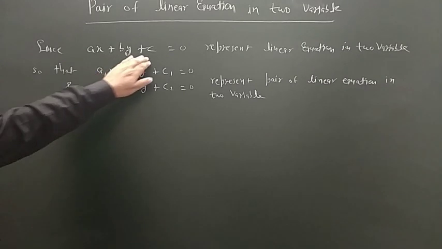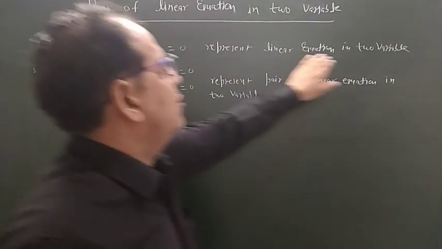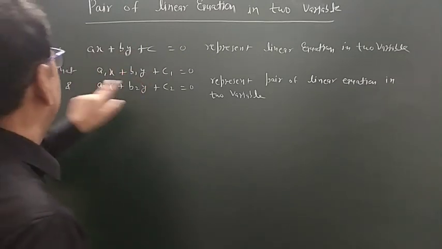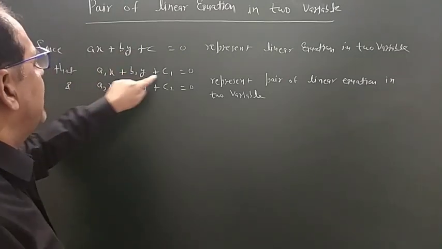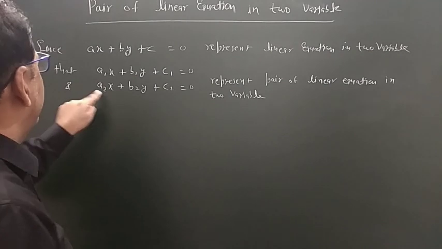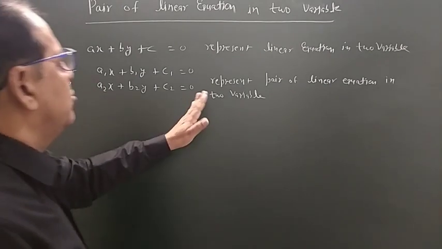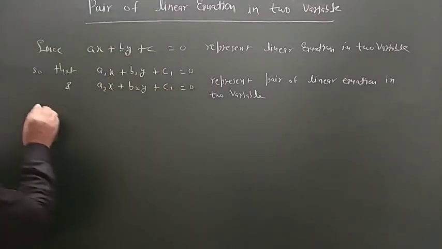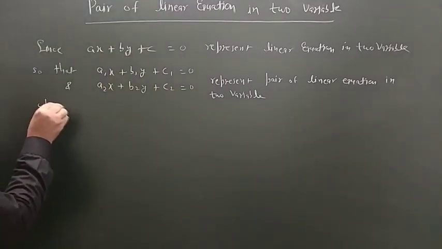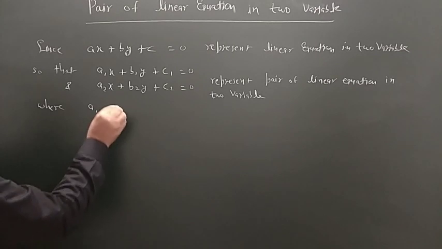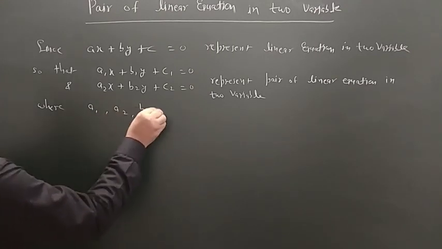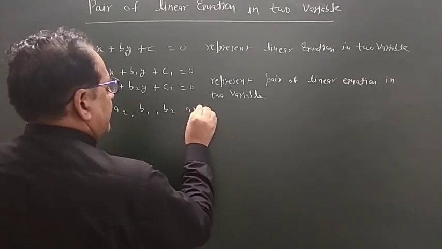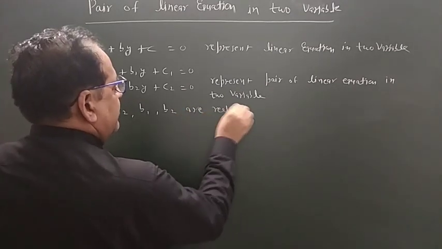ax plus by plus c equal to 0 represents a linear equation in two variables, because here two variables, x and y, are used. Similarly, a1x plus b1y plus c1 equal to 0 with a2x plus b2y plus c2 equal to 0 represent a pair of linear equations in two variables, where a1, a2, b1, b2 are real numbers.